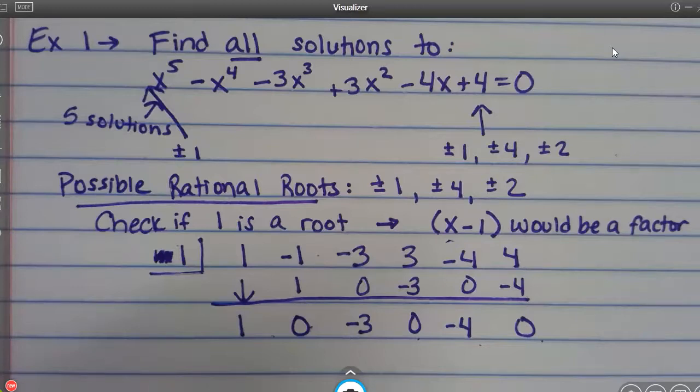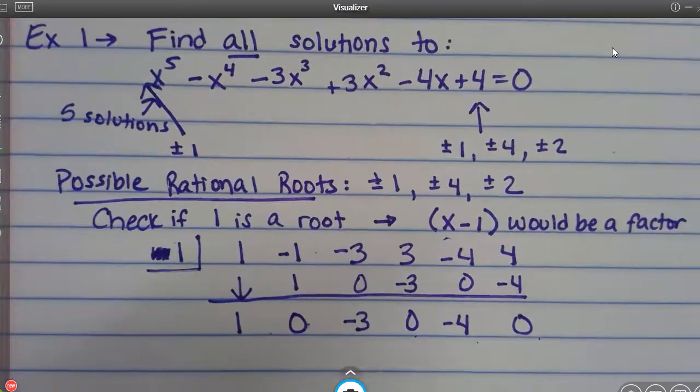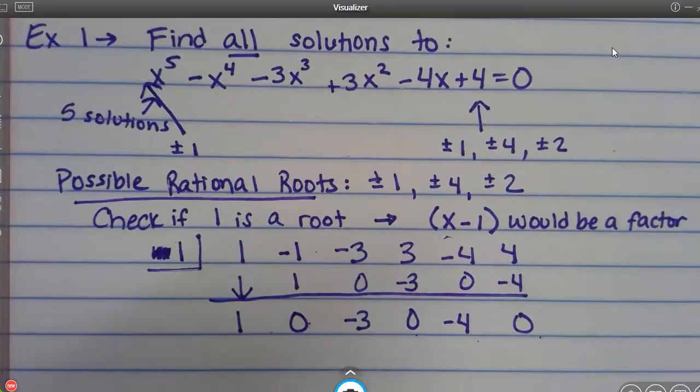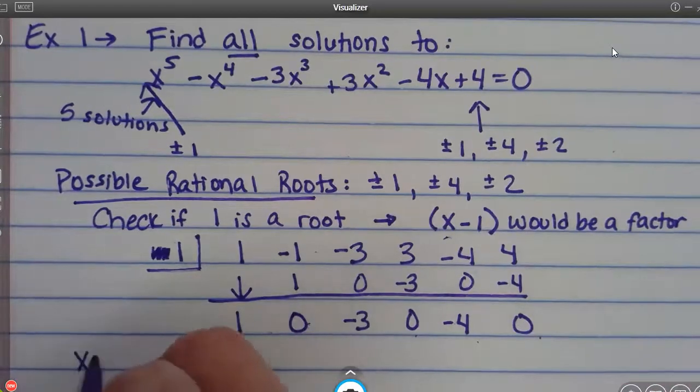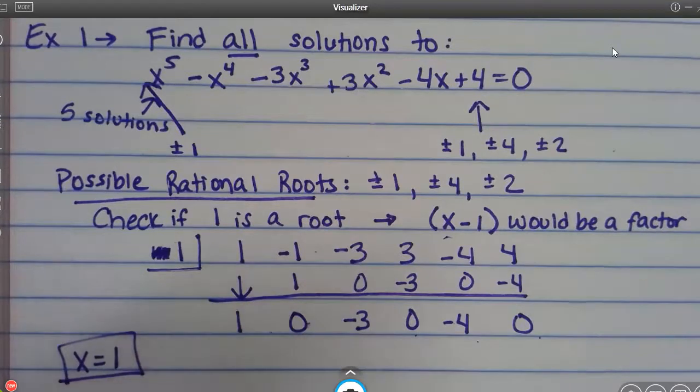Now, if you had guessed negative 1, for example, first, and negative 1 had a remainder, pick another number to try. Okay? All right. So we got no remainder here. That's good. That means x equals 1 is actually a solution. So I'm going to write x equals 1 and put a box around it.